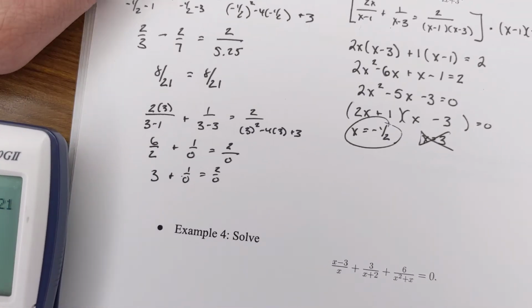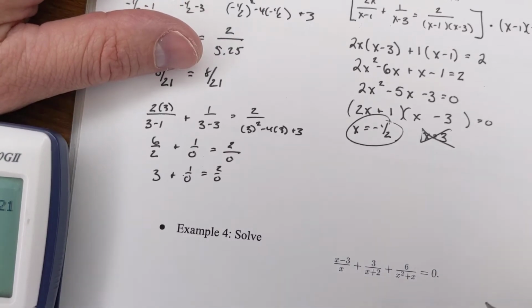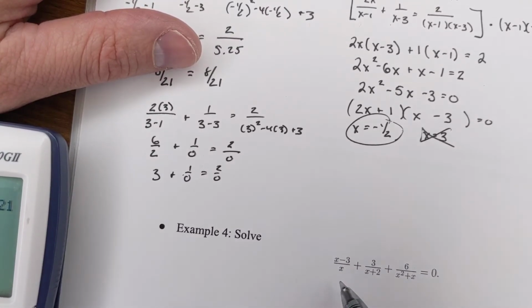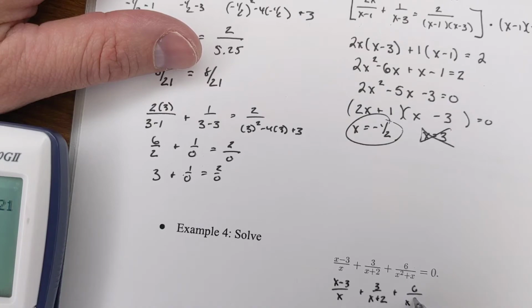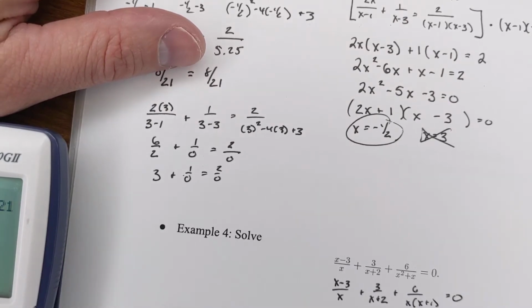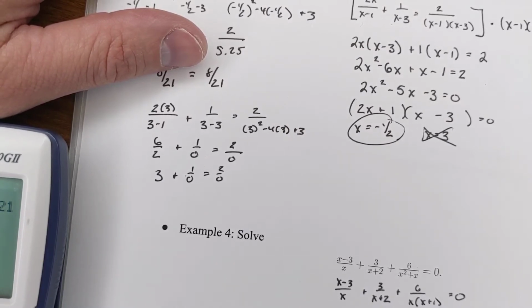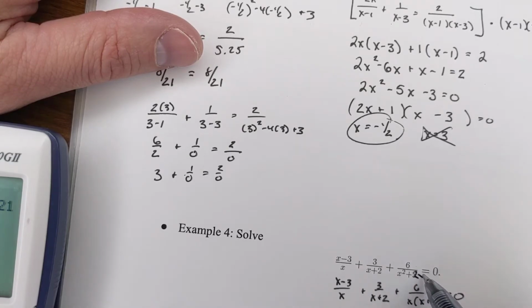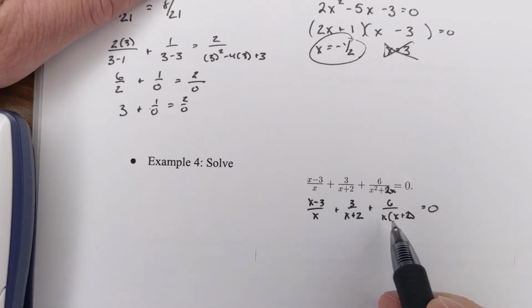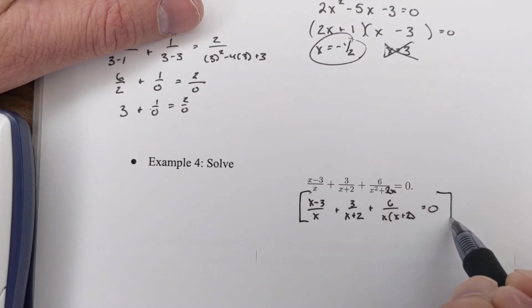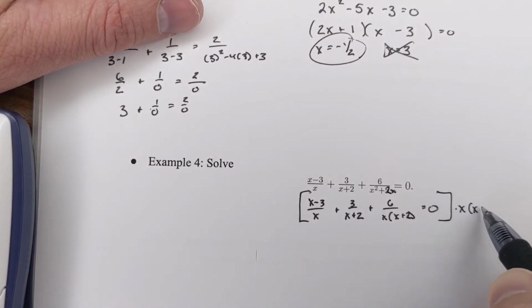All right, so example 4. So let's see here what we've got. So let's factor that third one. That's going to be x and x plus 1 equals 0. Oh, there's a typo. That should be a 2x, so that should be a 2. Okay, so just like before, the common denominator is the x and the x plus 2. So times x, x plus 2.